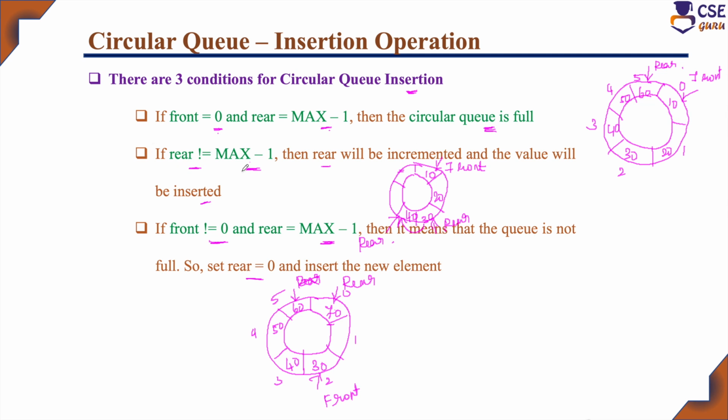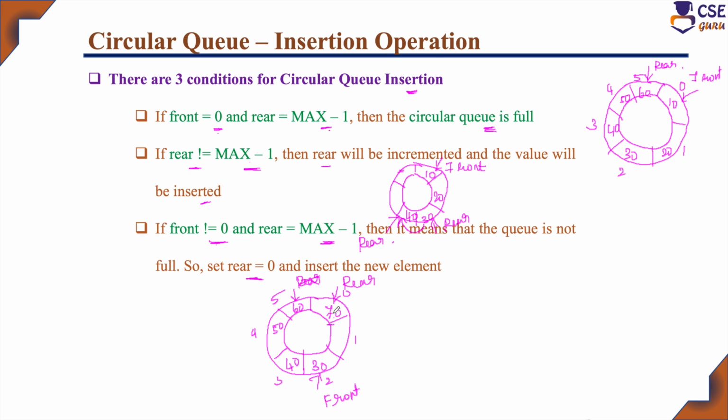If rear is not equal to max minus 1, free memory locations are there. So just increment the rear position by 1 and place the element. Suppose front is not equal to 0, but rear has reached the max minus 1 position, in the sense, reset or reassign the rear pointer to the 0th memory location, then place the element. You can utilize the starting memory location where an element was already inserted and deleted.